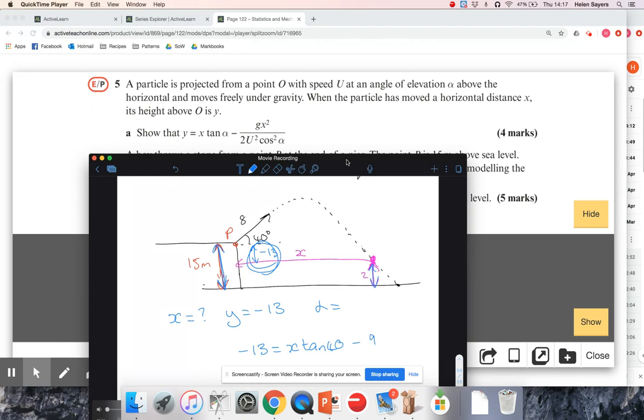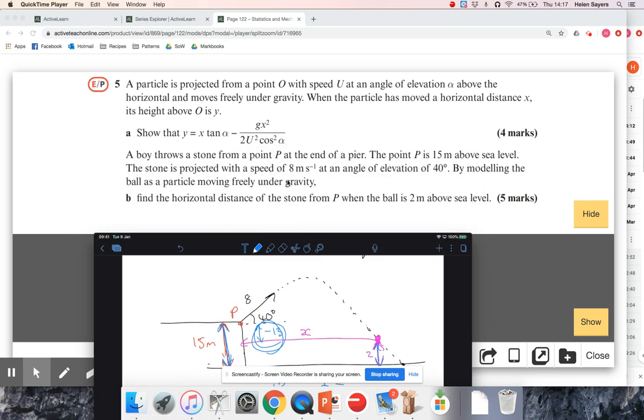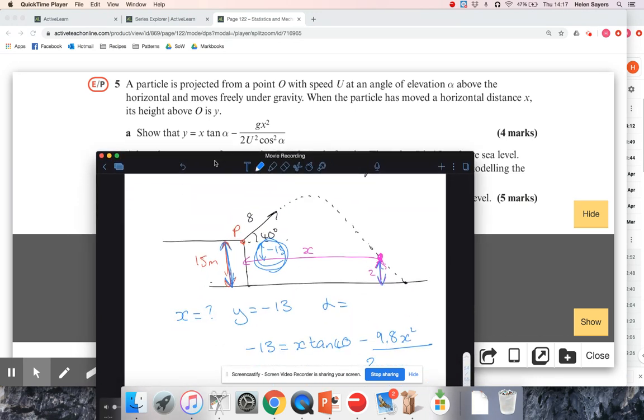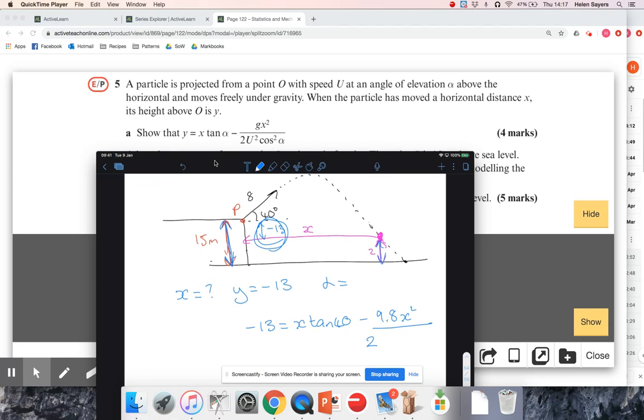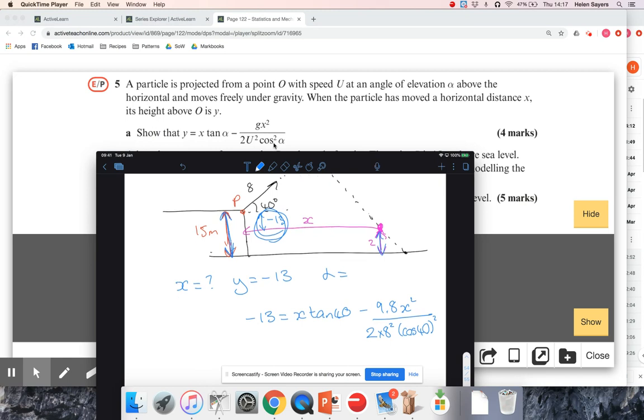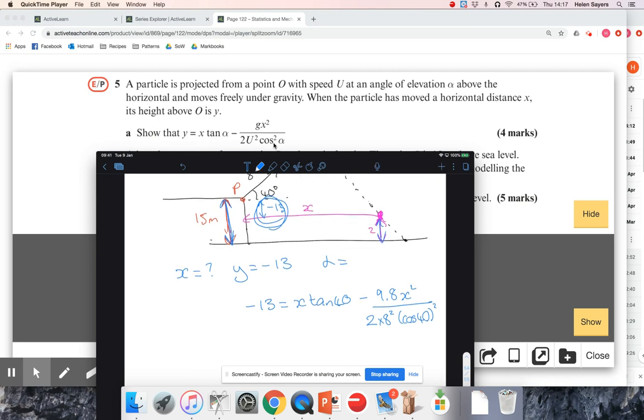So minus G X squared all over, looking at this equation here, 2U squared cos squared alpha, and they told me U was 8. So 2 times 8 squared times cos alpha all squared, so cos 40 all squared. Right, no, I take it back, it's actually not that bad. I know it looks quite nasty, but I was thinking we might have to solve a trig equation, but it's actually just a quadratic in X. So let's stick some values into our calculator.